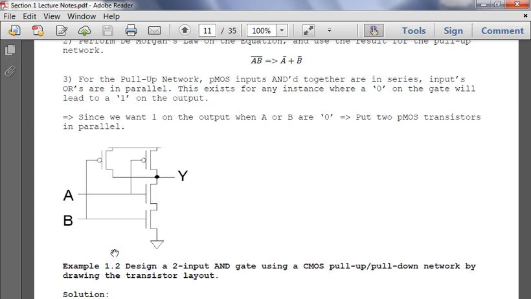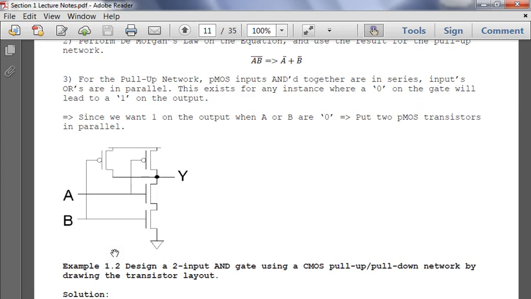For 1, 0, it's the same thing except they're reversed. This one's off, this one's on. Here, this one's on, this one's off. But there's still no complete flow through. And then when you get 1, 1, both PMOS transistors are finally off, so there's no way the 1 can flow out.